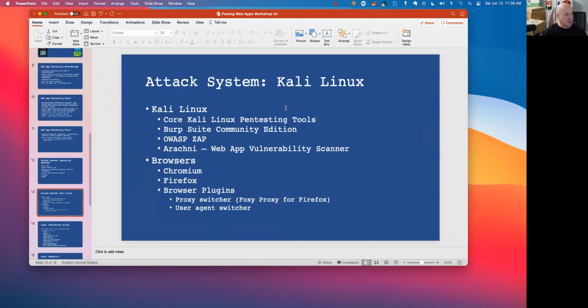So kind of the attack system, I'm just outlining Kali Linux here. This could be Parrot OS too. So you're going to have Kali Linux, you want the core Kali Linux pen testing tools, which includes Burp Suite Community, and you can install other tools as well. Most of the pen testing tools are in the repositories. Same thing with Parrot OS. And there's other pen testing distributions that came out over the years, but I'd say Kali Linux and Parrot OS have been really maintained well, and they continue to evolve.